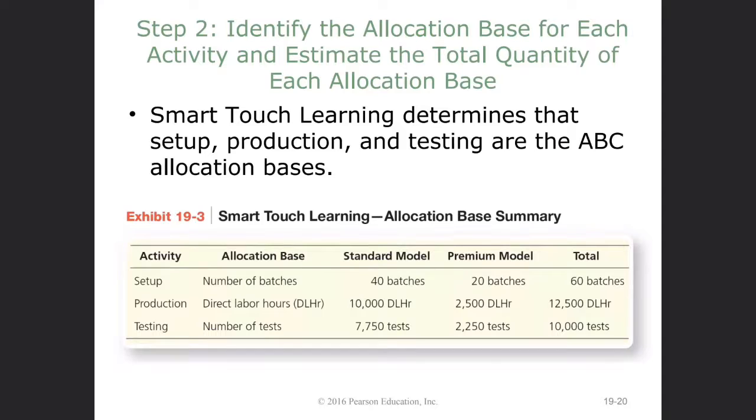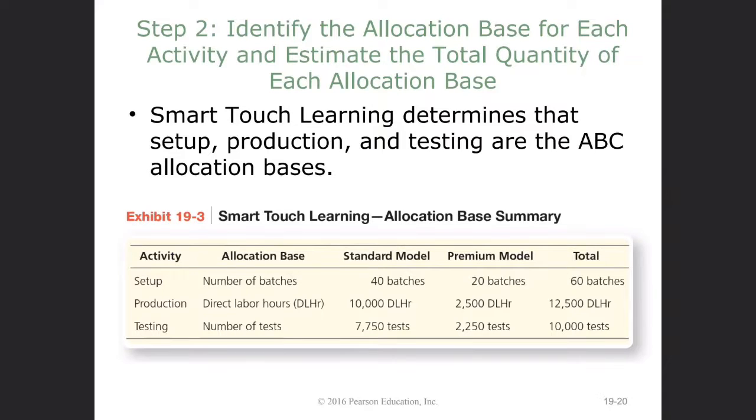Smart Touch Learning determines that setup, production, and testing are the ABC allocation bases. So we've got our bases identified. Looking at this diagram, we've got setup, production, testing. The base we have identified for setup is going to be the number of batches. In the standard model, we had 40 batches. In the premium model, we had 20 batches. So the total number of batches that we have for setup is 60. 40 plus 20 is 60.